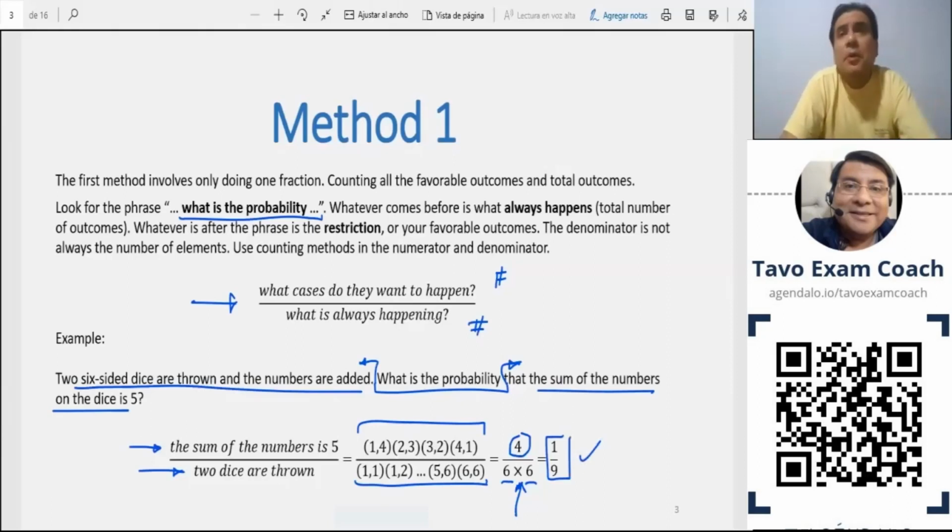So the first approach is basically using the definition of probability. No matter what the event is, whether it is a single event or a compound event, you can always use counting methods to calculate the numerator and the denominator. But sometimes the calculation of the number of options in the numerator must be done manually.